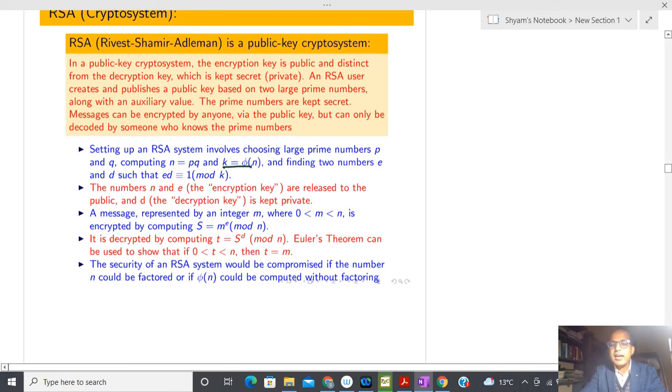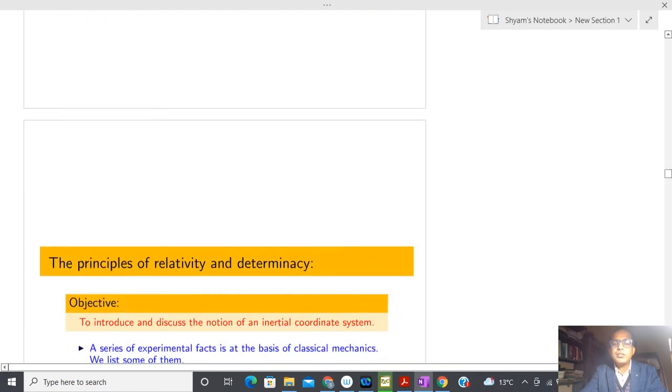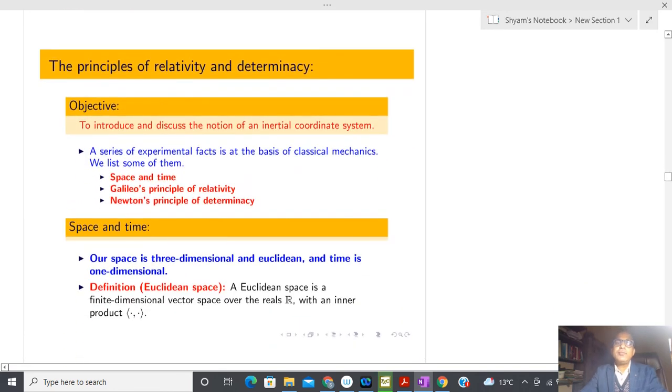In the next class, I am going to discuss the principle of relativity and determinacy. It is possible to show that again the notion of group comes into the picture. At that time, modeling is going to start. So first, I am going to talk about the modeling based on first principle.